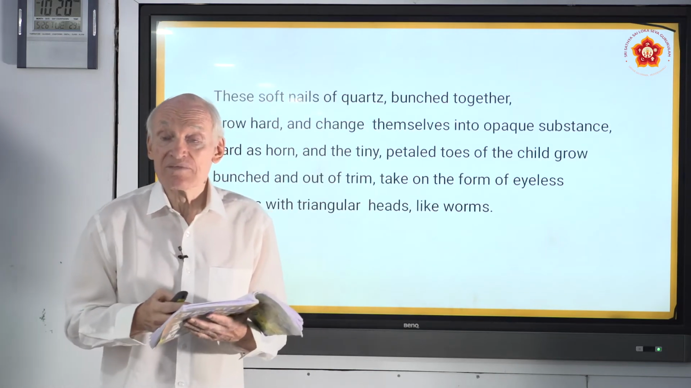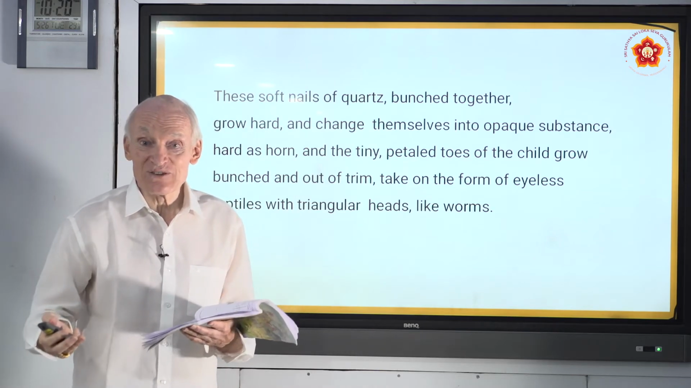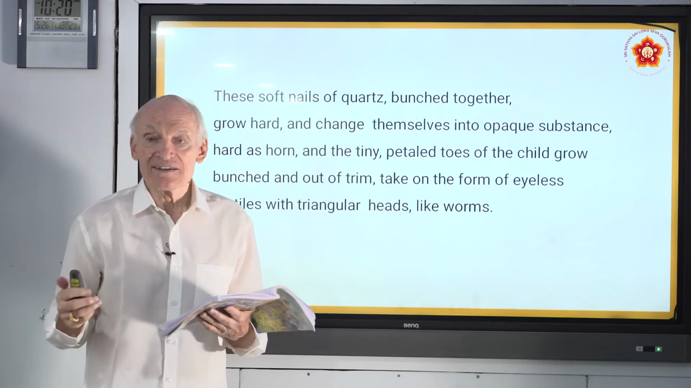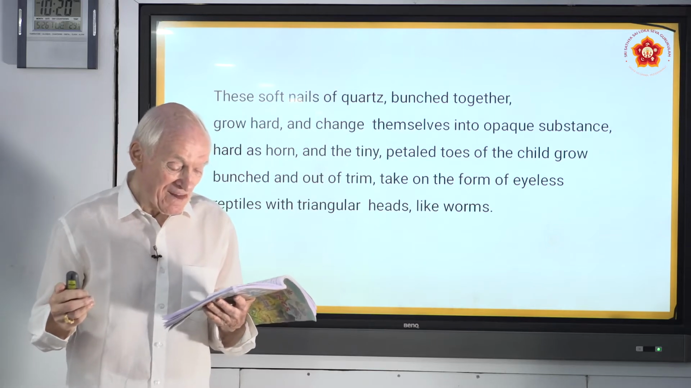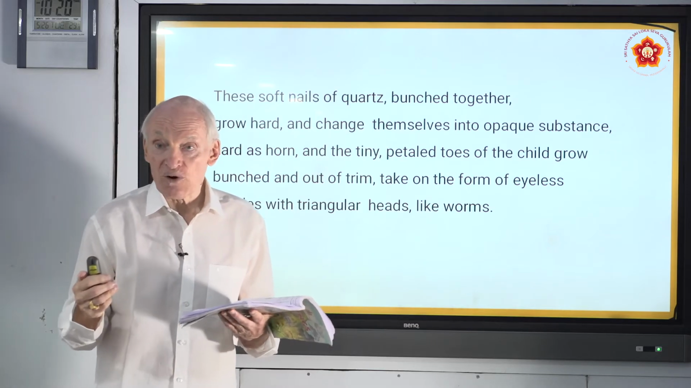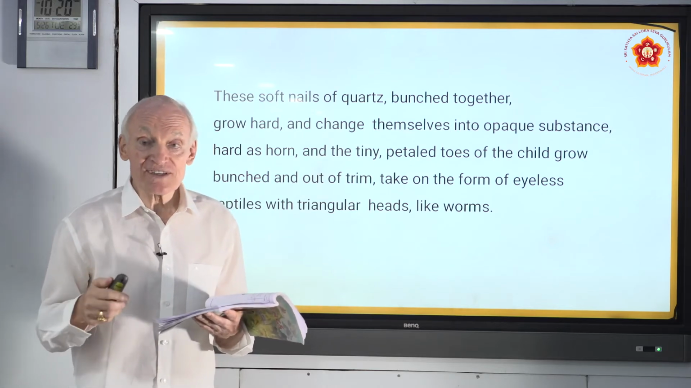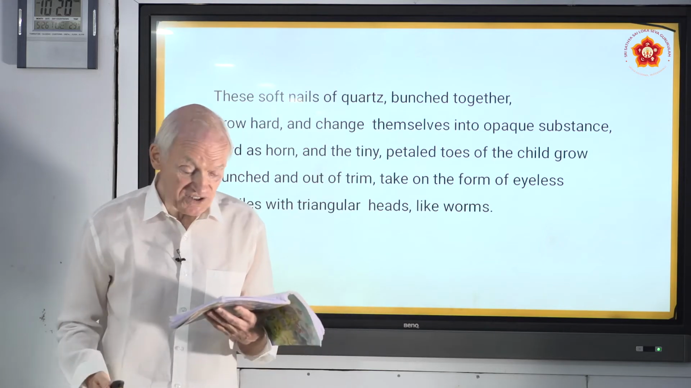Then Neruda tells you what happens. When the foot is in the shoe, what happens to the foot? He says, these soft nails. The nails of a baby are so flexible, nice and pink, very soft. They're made out of quartz, but they look pink and they look almost transparent. They get bunched together in the shoe. How can you not bunch your toes together because you're stuck in a shoe?